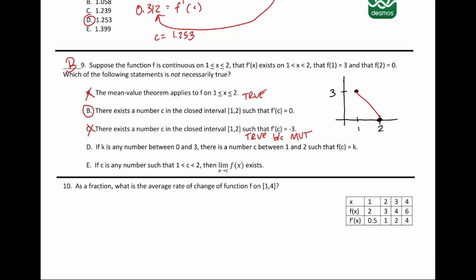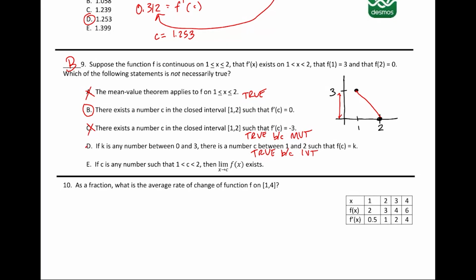D says if k is any number between 0 and 3, so we're looking, I suppose, at the y-axis here. This is probably going to be the intermediate value theorem. The answer choice says there's a number c between 1 and 2 such that f of c is k. And this is always going to be true, like I just said, because of the intermediate value theorem. E says if c is any number in between 1 and 2, then the limit exists. Yeah, that's because it is differentiable there. So this is going to be true.